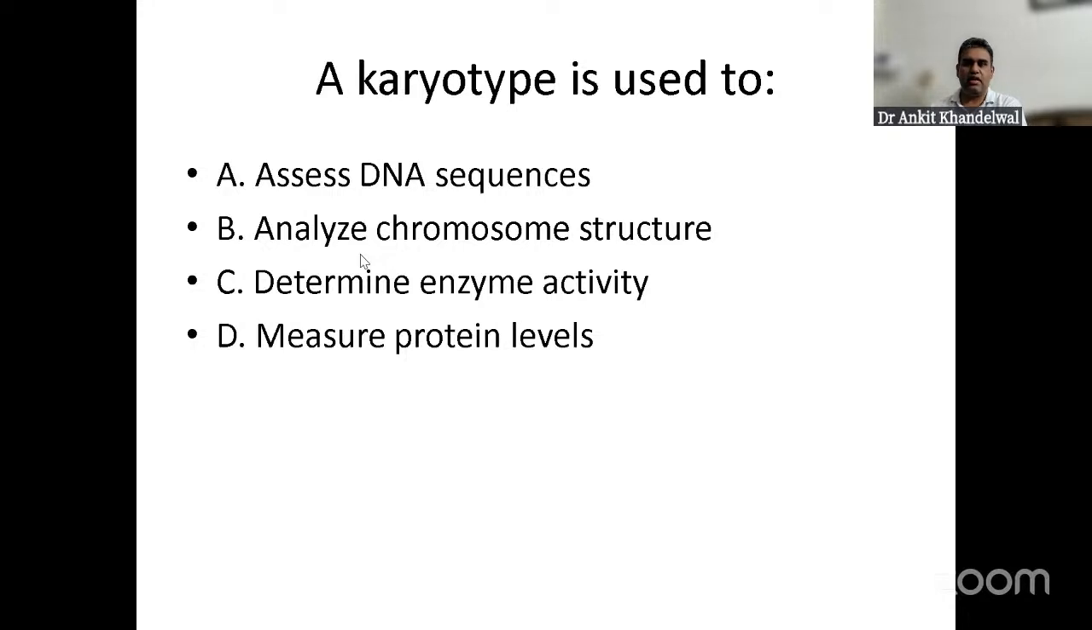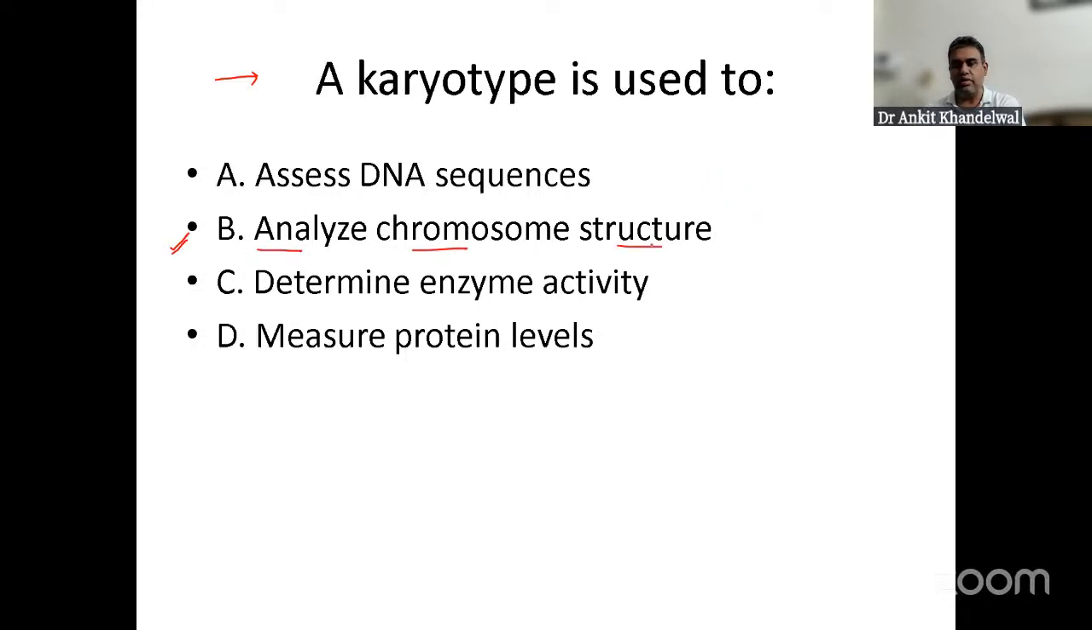Let's see one more question. I guess this should be an easier one compared to the last one. A karyotype is used to: assess DNA sequences, analyze chromosome structure, determine enzyme activity, or measure protein levels. Karyotype we discussed in the previous lecture. Very good, Manvi is giving answers. You can also write directly in the chat box the answers A, B, C, D. So a karyotype is used to analyze the chromosome structure.